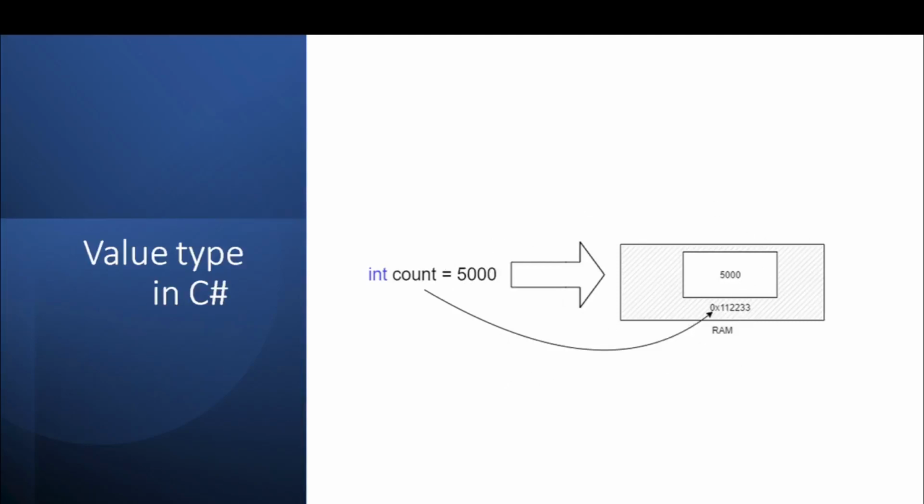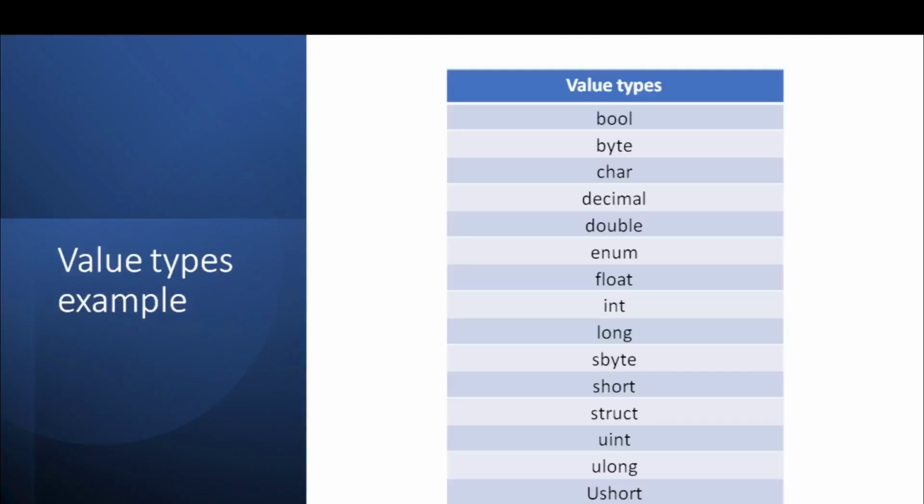Value types often have short lives, hence they are stored in an area known as the stack. Let's see examples of value type. These are all examples of value types. As you can see in the list, there is decimal, double, byte, character, float, long. These are all value type data types. Just remember one thing, these value type data types are stored in the stack.